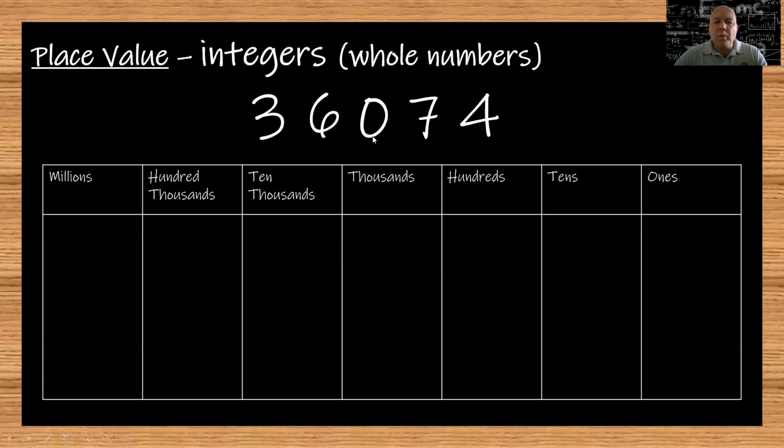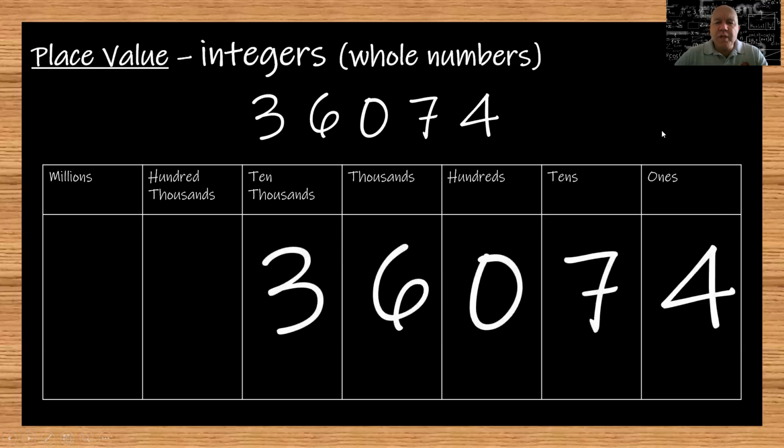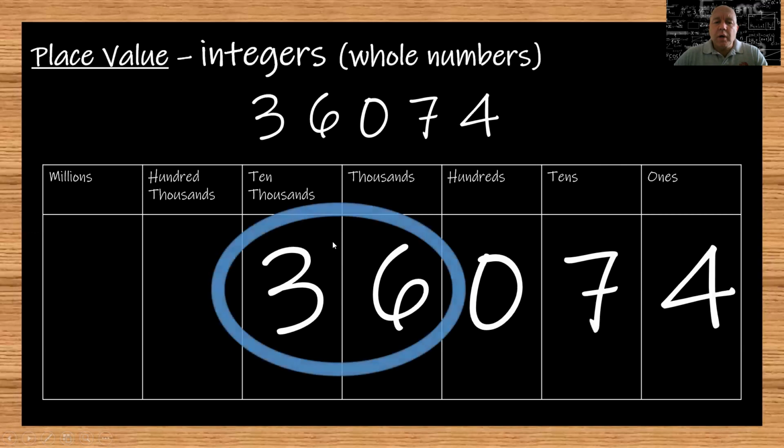And finally, this one involves a 0, which can sometimes confuse people. Again, as it is, I'm not sure, so I'm going to drop it into my grid to help me read the number. I've got 3 10,000s, 6 thousands, no hundreds, 7 tens, and 4 ones. So I'm going to lump my thousands together to give me 36,000, no hundreds, and 74. Now, I wouldn't actually say no hundreds. I would say 36,074. But the 0 is still important. It shows we've got no hundreds. Without the 0, these 2 digits would move across and we'd have 3,674, which is a completely different number. So the 0 is important, but we don't say no hundreds.